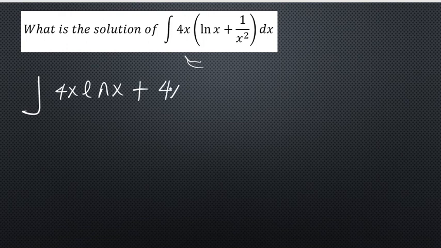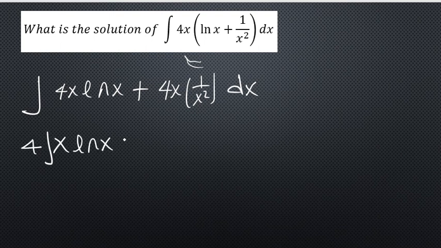So let us distribute the 4x, let us distribute for each of them. So it will be the integral of 4x ln x plus, again for the next one, 4x times 1 over x squared. Then you can give dx there. And then we can give the integral for each of them. It's going to be 4 outside, take it out, x ln x dx, plus, again here we can take out the 4 common outside. Here x will be cancelled, just 1 over x dx left.